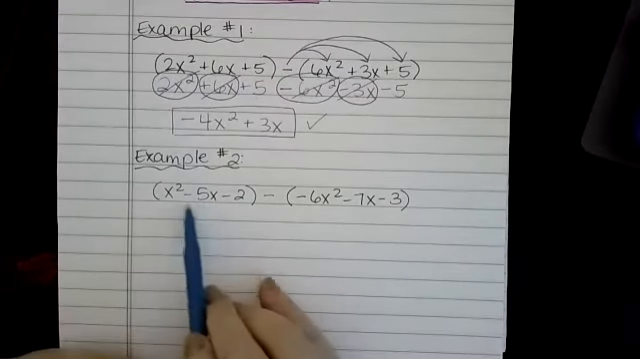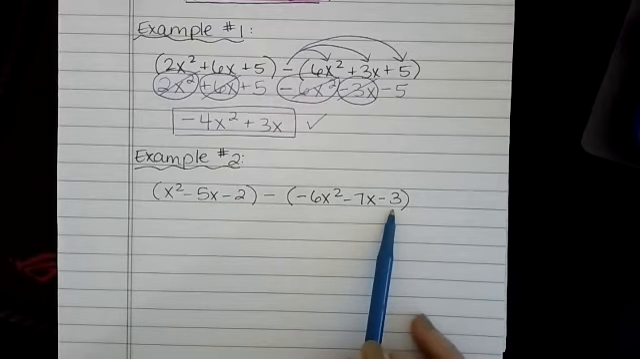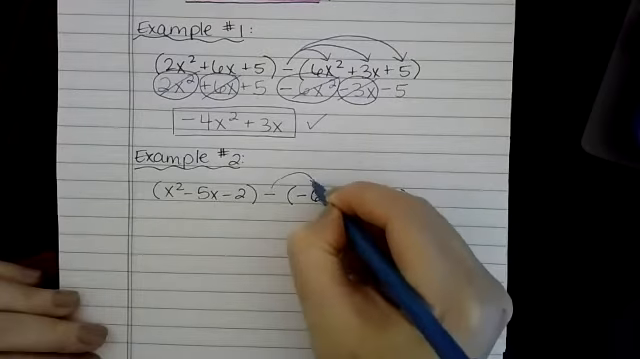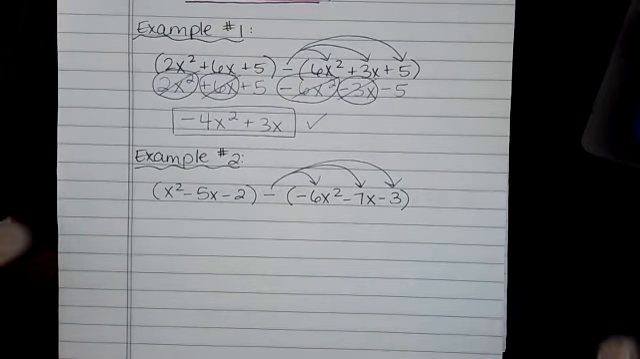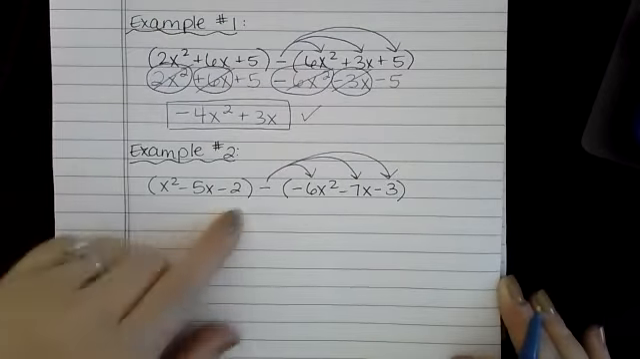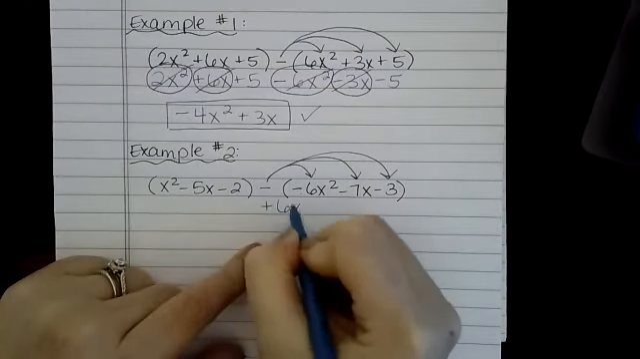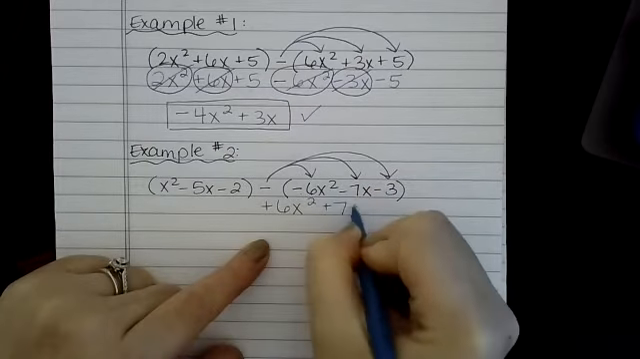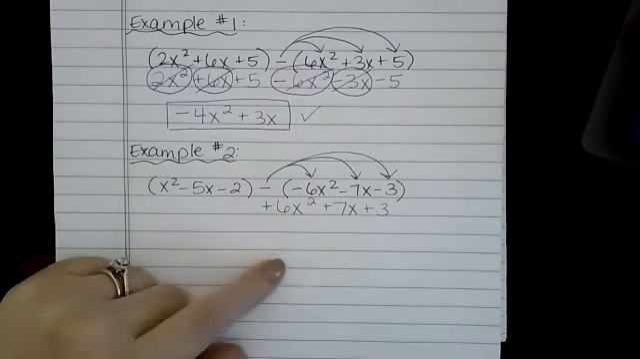We have x squared minus 5x minus 2 minus negative 6x squared minus 7x minus 3. Again, as it lists in the steps, you distribute the negative to the second expression only. That means this bad boy has to get distributed to everything, okay? Or simply put, you're just changing the signs to the opposite. This was negative, so now it's coming down as positive 6x squared. This was negative, so now it's coming down as positive 7x. And this was negative, so now it's coming down as positive 3, okay?